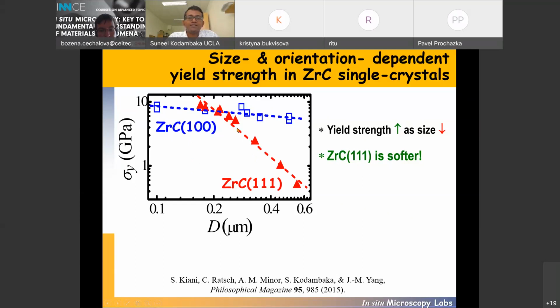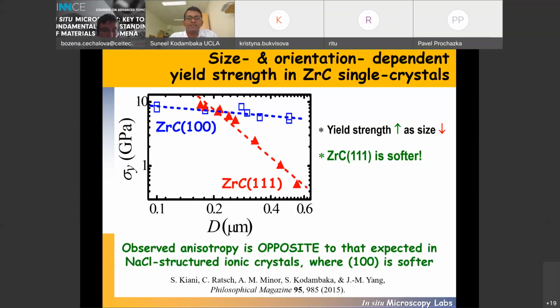This size dependent change in the strength of materials is well documented, mostly for metallic crystals. Even for ceramic and ionic crystals, there is a considerable amount of data showing that as you decrease the size, the strength increases. What is surprising here is that the orientation dependence is opposite to what is expected for sodium chloride structured crystals.